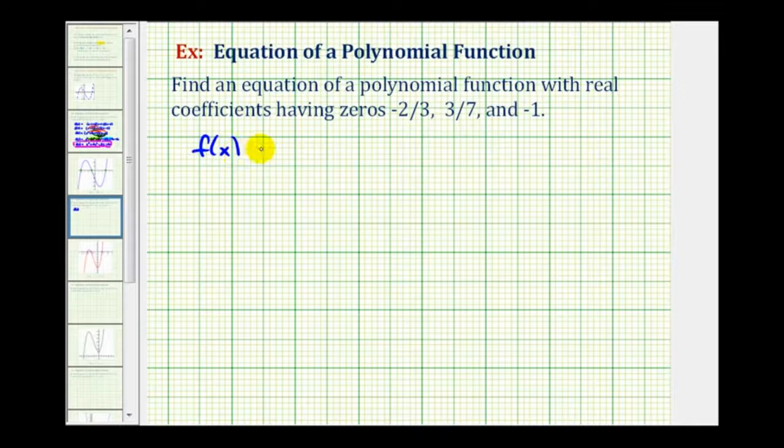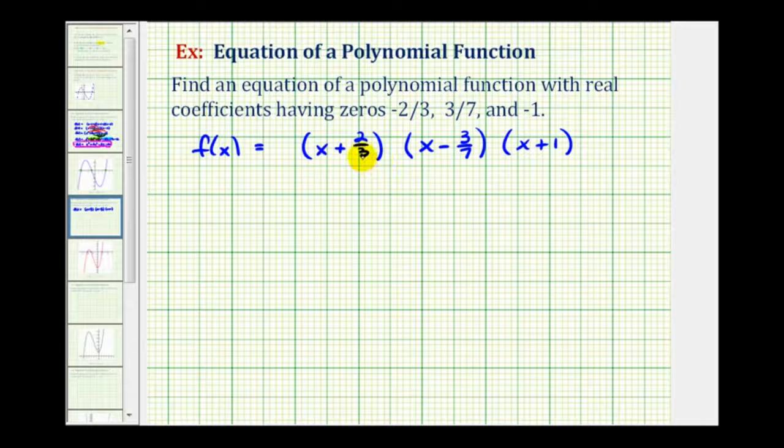So again, going back to our example, if these are the known zeros, then our function f of x would have to have a factor of x minus negative 2/3, which we can write as x plus 2/3. It would also have a factor of x minus positive 3/7. It would also have a factor of x minus negative 1, or x plus 1. One more thing to notice here, if the zeros are negative, notice how the factors contain a sum, and if the zero is positive, the factor contains a difference.